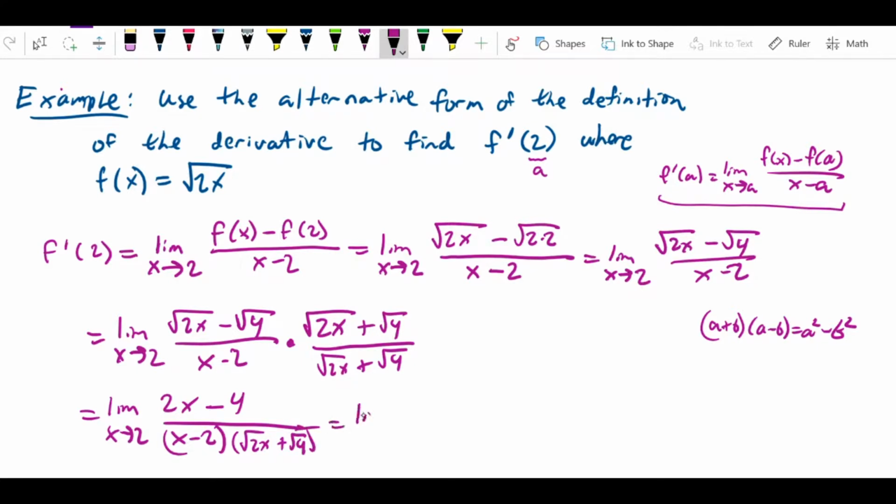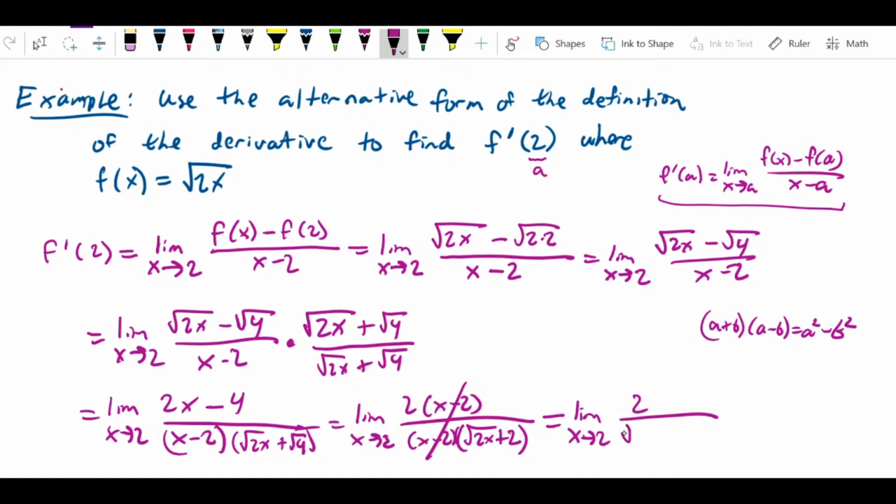So this comes out to the limit as x approaches 2. I'm going to factor out a 2 here, of x minus 2 over x minus 2 times the square root of 2x plus, and I can finally clear out that root 4 and just write it as 2. So the factor of x minus 2 is going to cancel, giving me the limit as x approaches 2 of 2 over the square root of 2x plus 2.